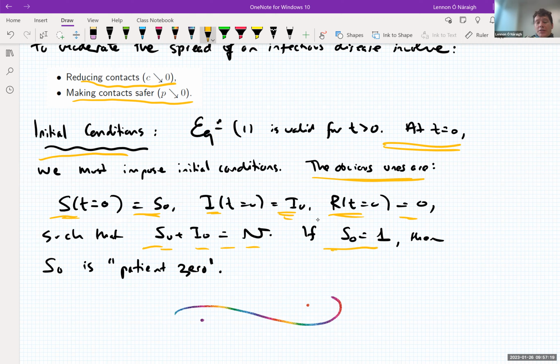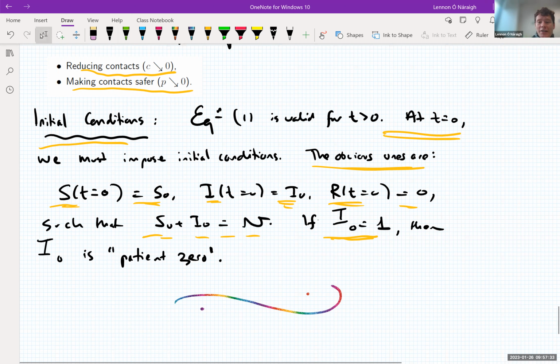If, for example, I naught is equal to 1, so you have one infectious person around at time 0, that person is going to spread the disease. And then just the terminology for that poor individual is that he or she is patient 0. So we'll take these ideas up a bit further in the next lecture.